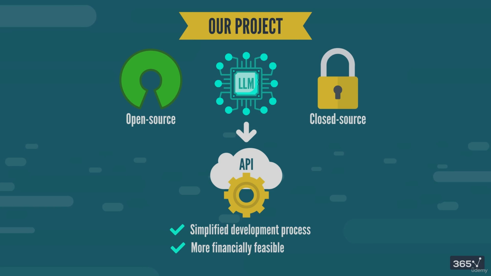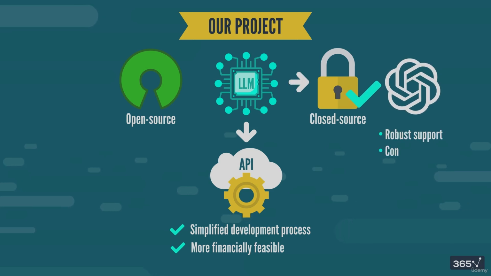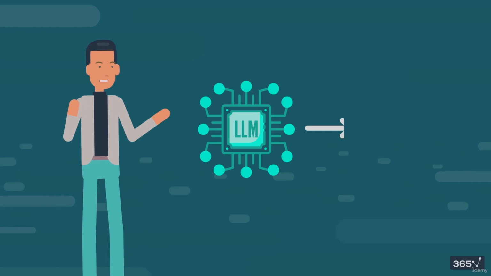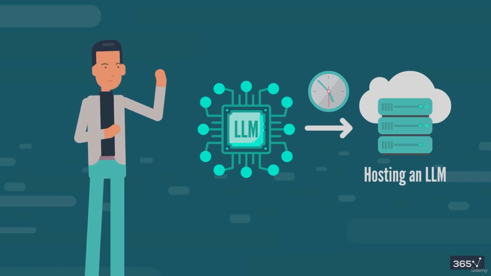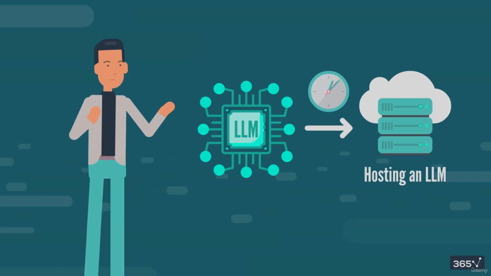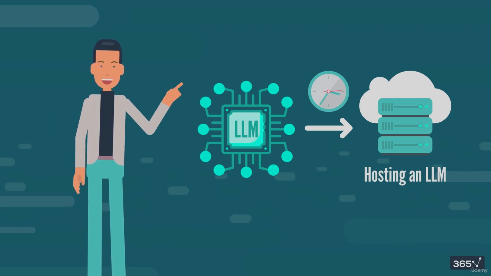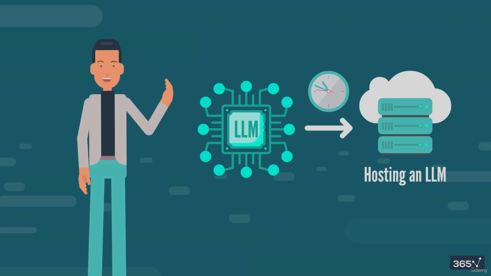Given the technical considerations, we've opted for a closed source model, OpenAI's GPT series, because it offers robust support, continuous updates, and reliable performance across various applications. By starting with this approach, we can test our business idea with lower fixed costs and less time investment. If our users respond positively and the project gains traction, we can explore customizing and self-hosting an open source model to optimize performance and reduce costs. This phased strategy allows us to validate our concept quickly while keeping future options open for scaling and improvement.